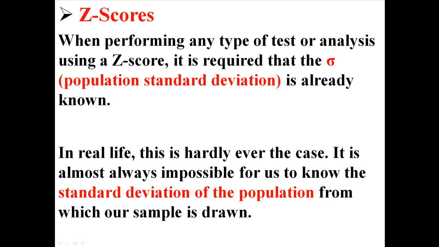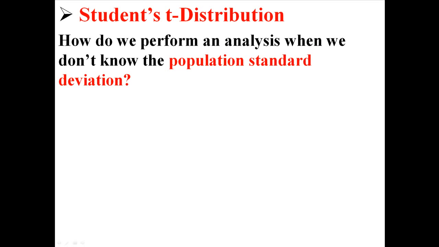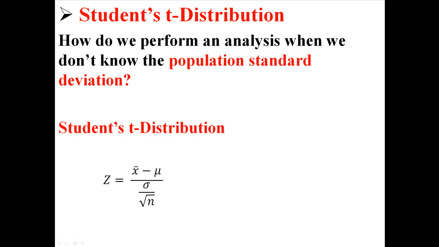It is almost always impossible for us to know the population standard deviation from which our sample has been drawn. So the question is, how do we perform an analysis if we don't know what the population standard deviation is? In this case, we use students' t-distribution. Now, below here I have the equation for a z. You can see that it uses the population standard deviation. And next to it I have the equation for a t, which uses the sample standard deviation.